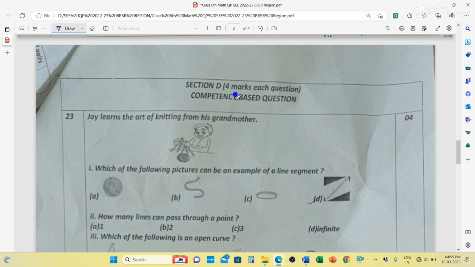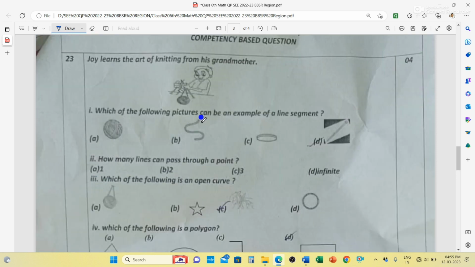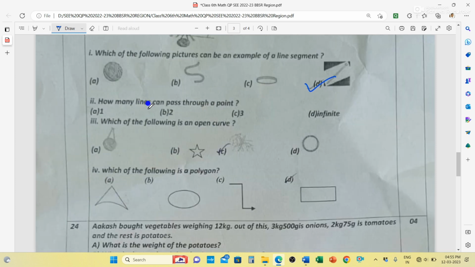Competency based questions. Each question carries 4 marks. Joy learns the art of knitting from his grandmother. Which of the following pictures can be an example of a line segment? This one is a line segment. How many lines can pass through a point? Through a point, you can pass infinite number of lines.